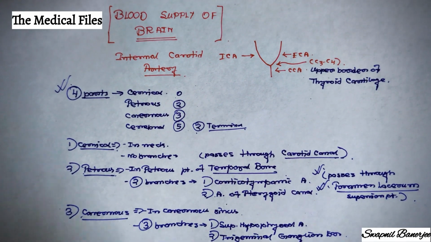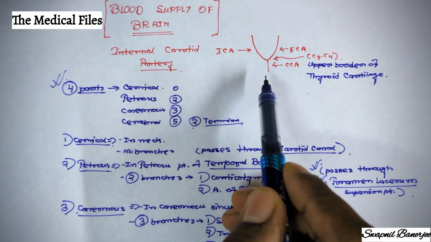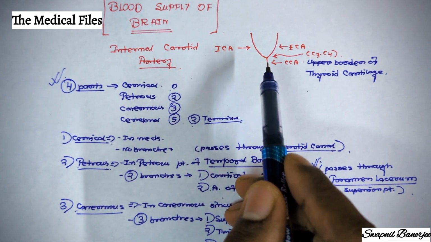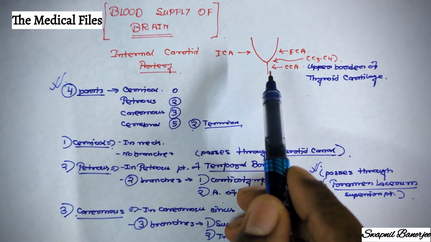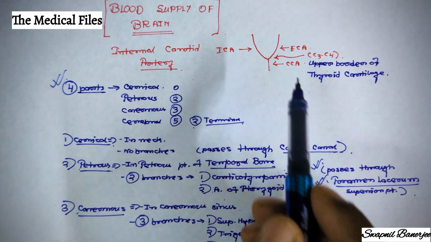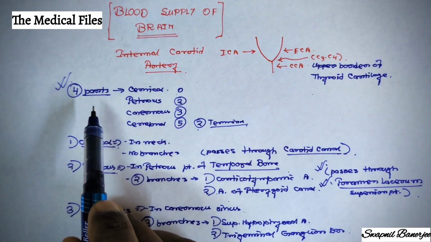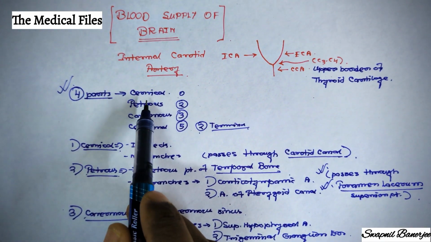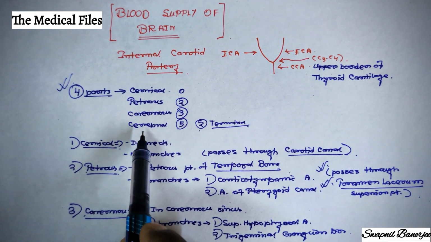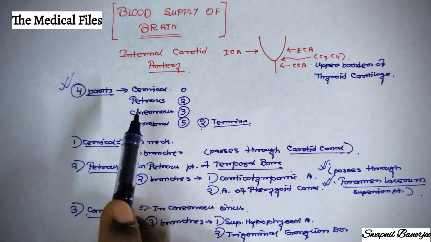So now discussing the internal carotid artery, at first you will have to remember that in the carotid triangle, the common carotid artery arrives and at the level of C3 and C4, it divides into the internal carotid artery and external carotid artery, as we have already discussed in our video of the carotid triangle. Now it has 4 parts. You will have to remember the 4 parts are the cervical part, petrous part, cavernous part and the cerebral part. You will also have to remember which part gives how many branches.